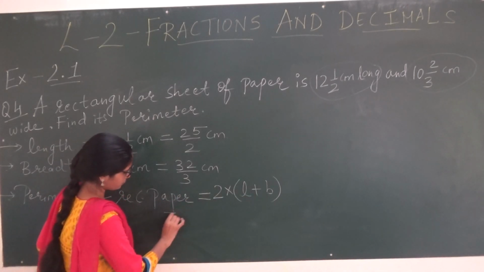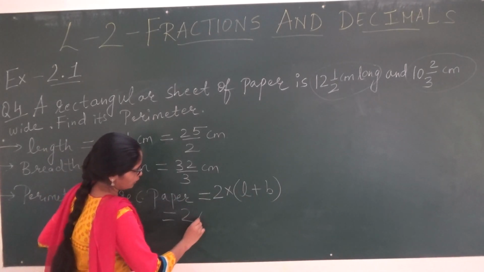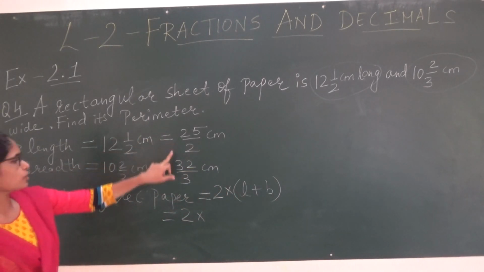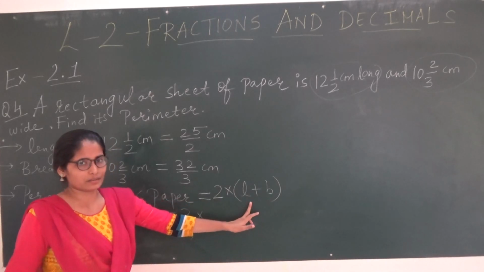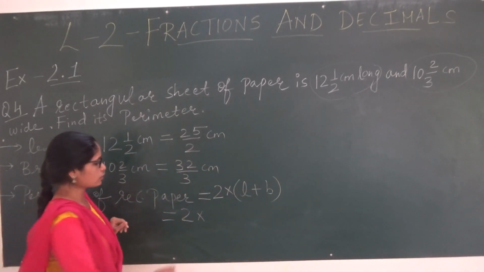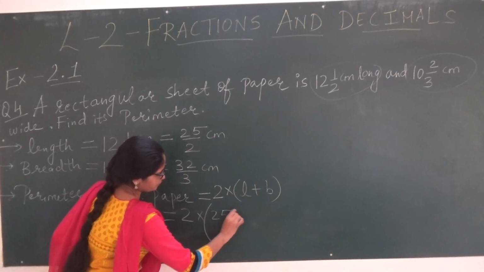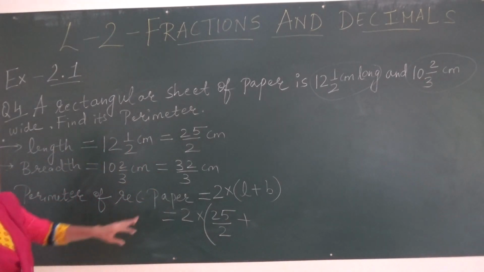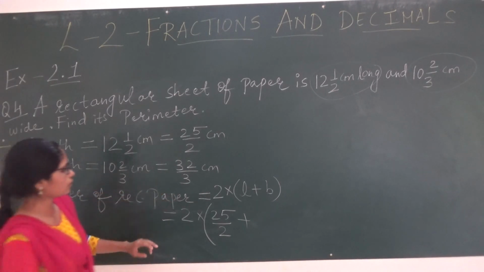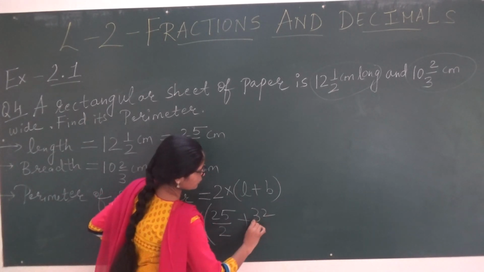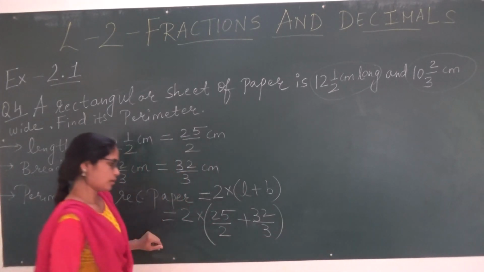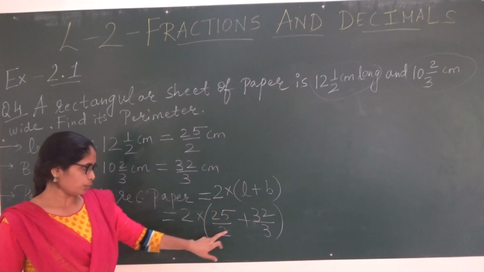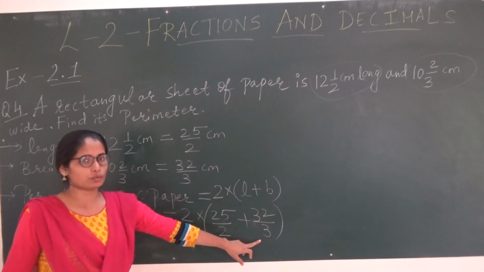So now we will move ahead. 2 multiplied by length. Now what is our length? Length is given, you just need to keep the values of length and breadth and solve it. Length is given as 25 upon 2, plus breadth, which is given as 32 upon 3. In place of L we have kept its value, and in place of B we have kept its value.